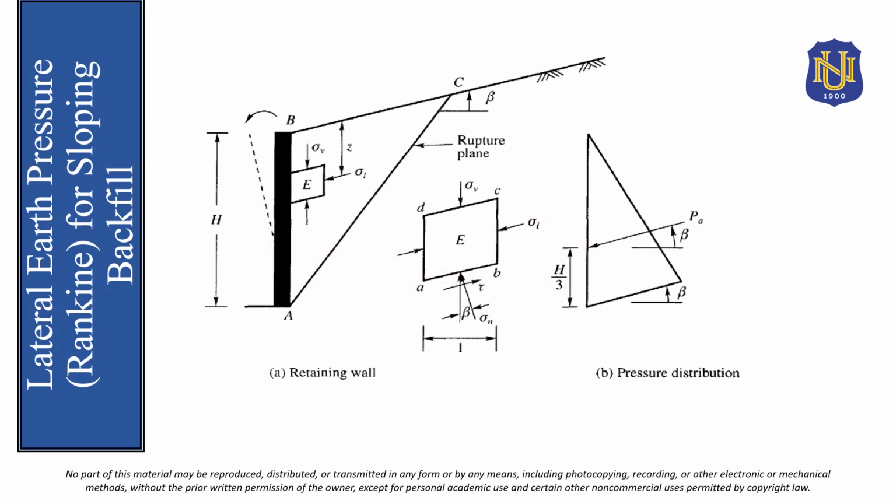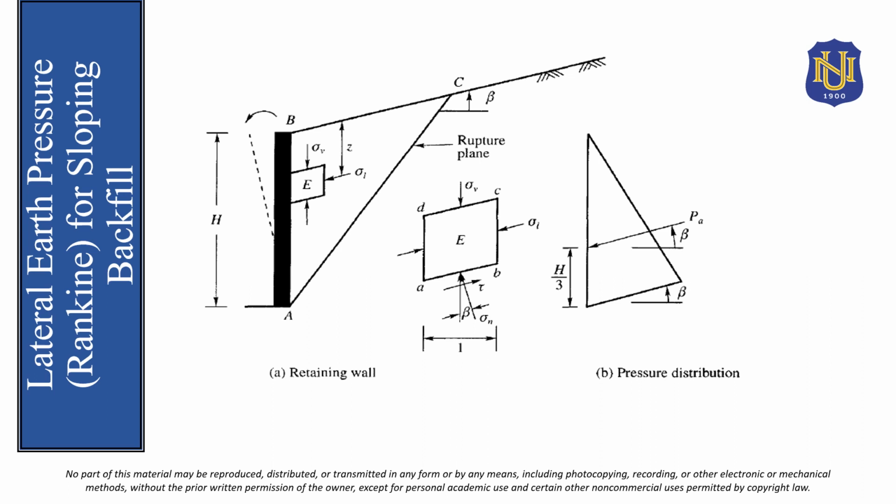From our previous topic, we have discussed the Rankine passive and active earth pressure for a horizontal backfill. There we have the active earth pressure coefficient, which is equal to 1 minus sine of phi over 1 plus sine of phi. Then, for the passive earth pressure coefficient, we have 1 plus sine of phi over 1 minus sine of phi, which is also equivalent to 1 over Ka.